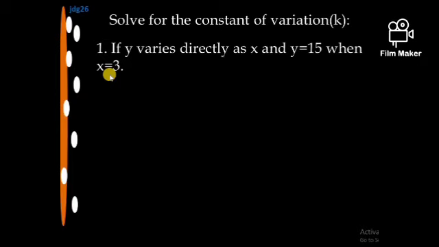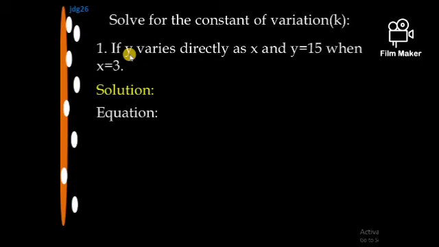So let's have example number 1. If y varies directly as x and y is equals to 15 when x is equals to 3. Here is the solution. Ang first step natin ay ibigay ang equation. So, saan natin kukunin ang equation? Dito sa part na to. If y varies directly as x. So, dito natin kukunin ang equation.